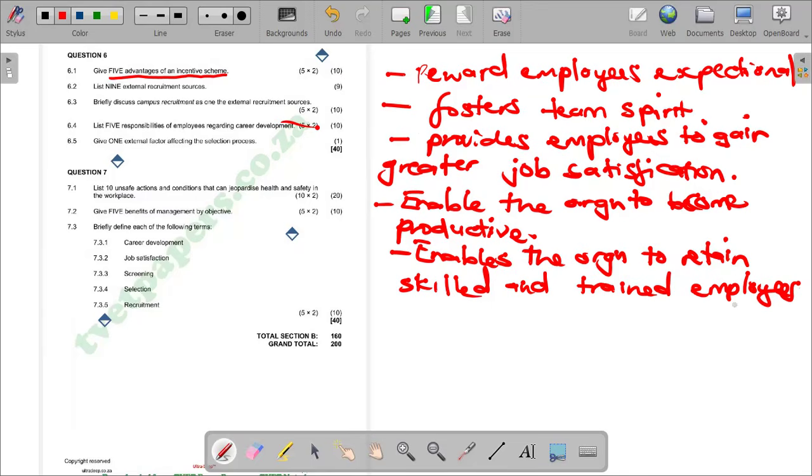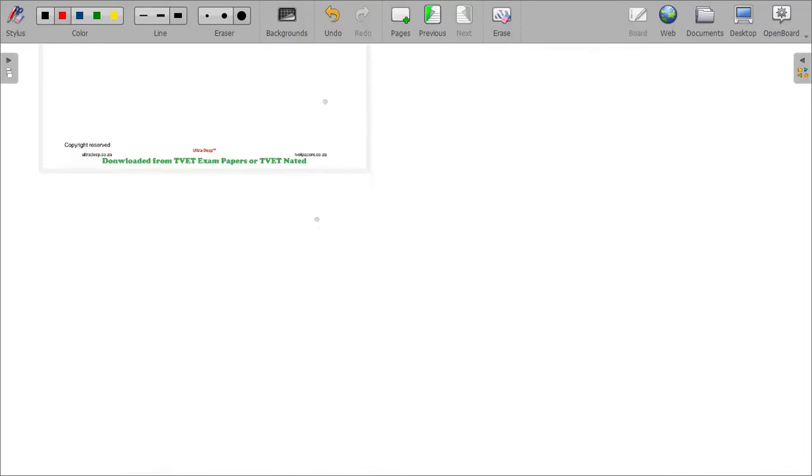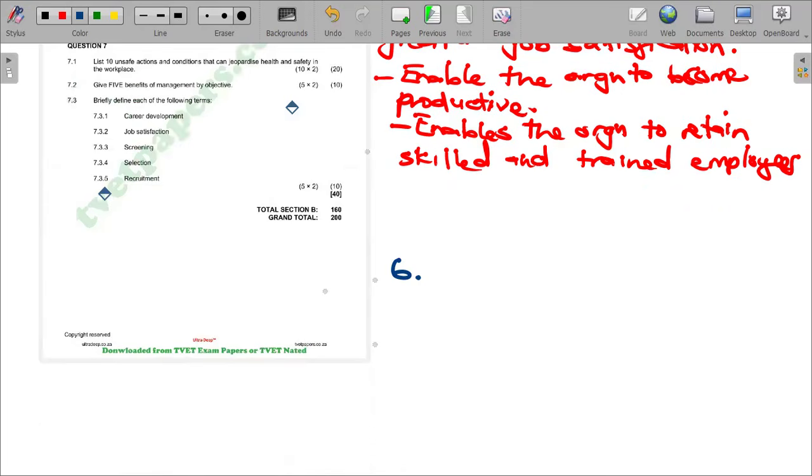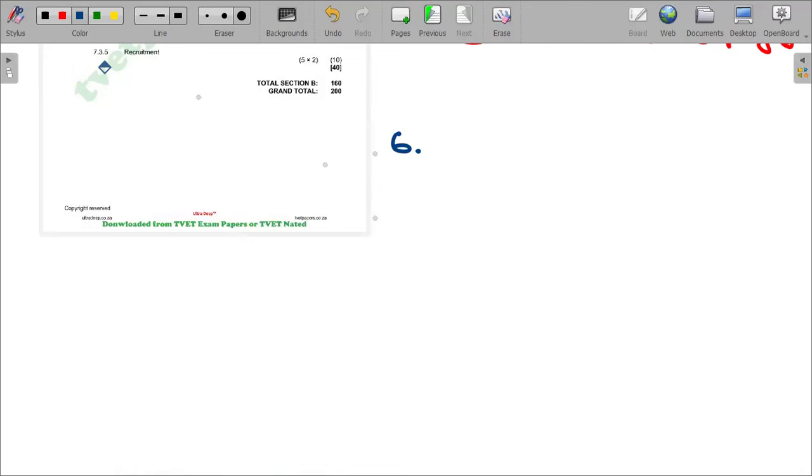Let's move on to question 6.2. List the external sources of recruitment. We're supposed to list how many? Nine external sources of recruitment. So you're supposed to just list them. So we are going to list external sources.